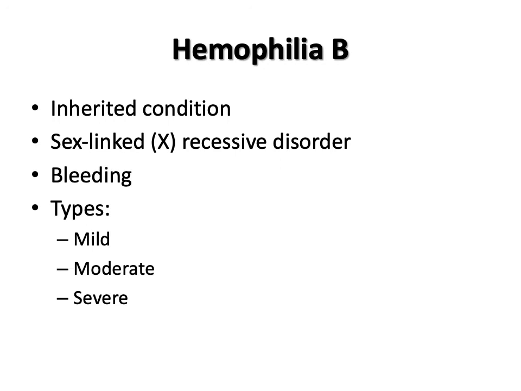Hemophilia B is an inherited X-linked recessive coagulation disorder. Over 100 mutations of the factor IX gene have been discovered. Depending on the specific mutation, symptoms may be either mild, moderate, or severe.